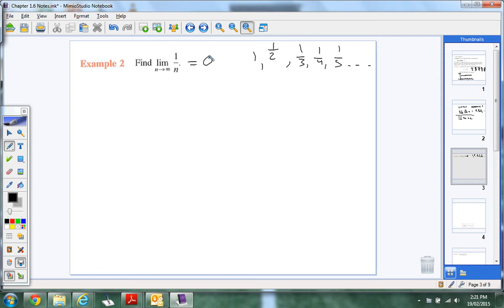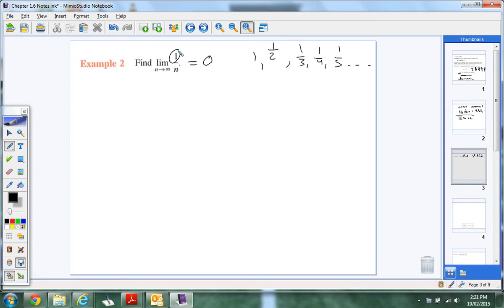It approaches 0 because the number keeps getting smaller. This is almost a logical, number-sense thing: the 1 on top isn't changing, but n is. So the 1 stays still, and the n keeps getting bigger, which keeps making the fraction get smaller.